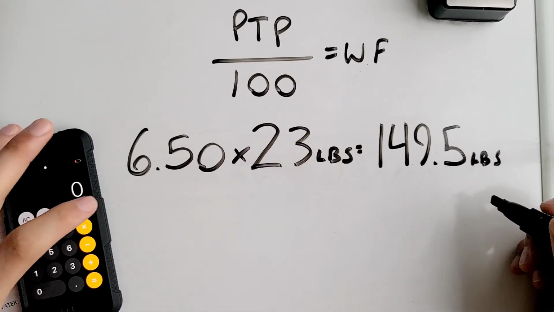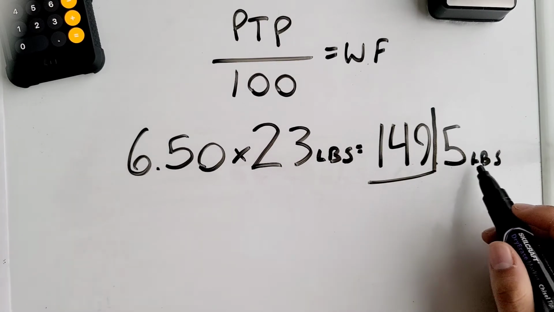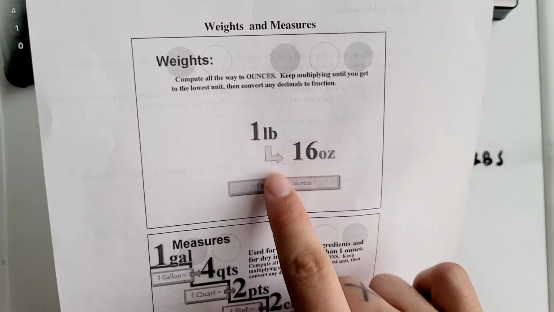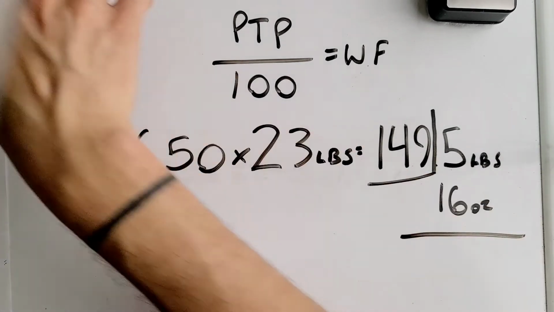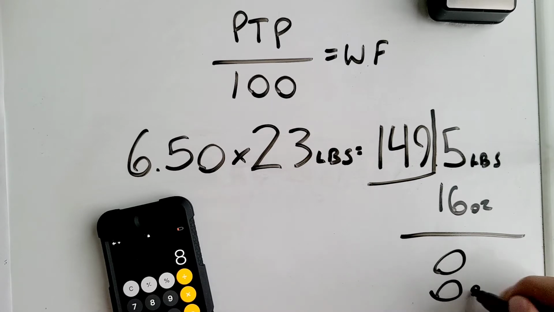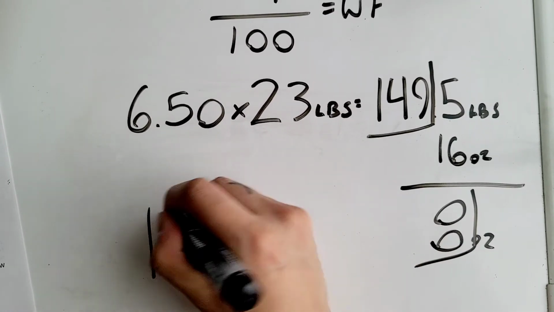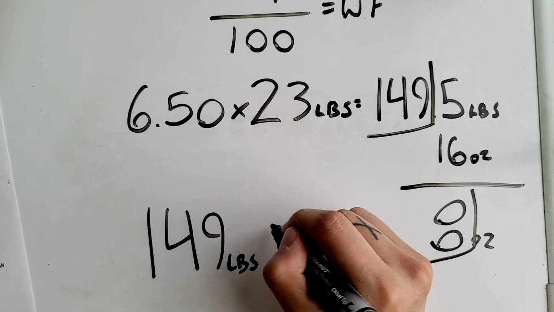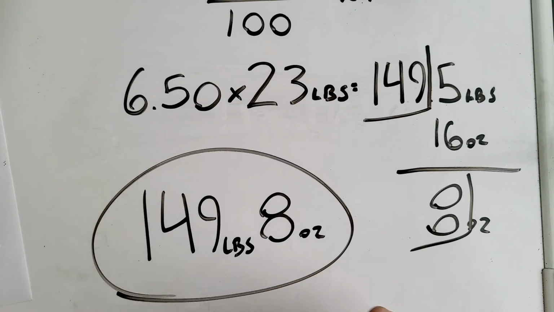So again, we have to get this to its lowest unit, which is ounces. So we have to block off our whole number first and multiply this by the number that's under it. So we're at pounds and we're trying to get it to ounces. So we multiply this decimal by 16 ounces. So 0.5 times 16 is 8. So now we got 8 ounces. So again, block off your whole number and that is your final answer. So we got 149 pounds and 8 ounces. So you need this amount of weight of chicken in order to make your 650 portions of that fried chicken.